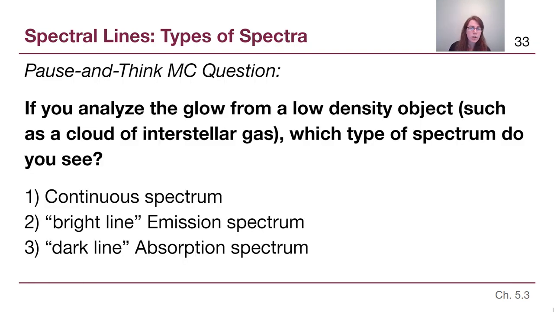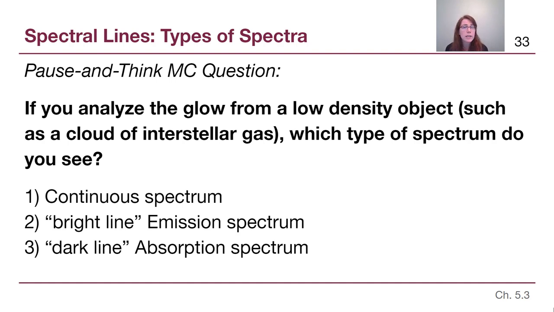Now, I want us to think about a couple of different situations that we might find in astronomy. There are clouds of interstellar gas called nebulae that we will be talking about later in the semester. If we analyzed the glow from a low-density object like one of these nebulae, which type of spectrum do we expect to see?